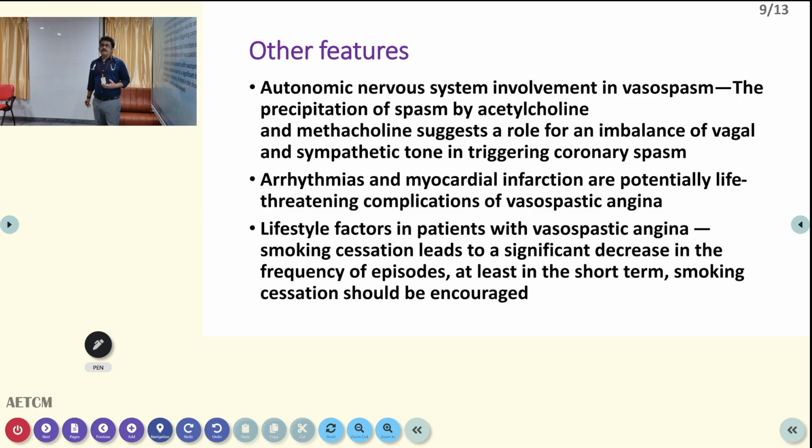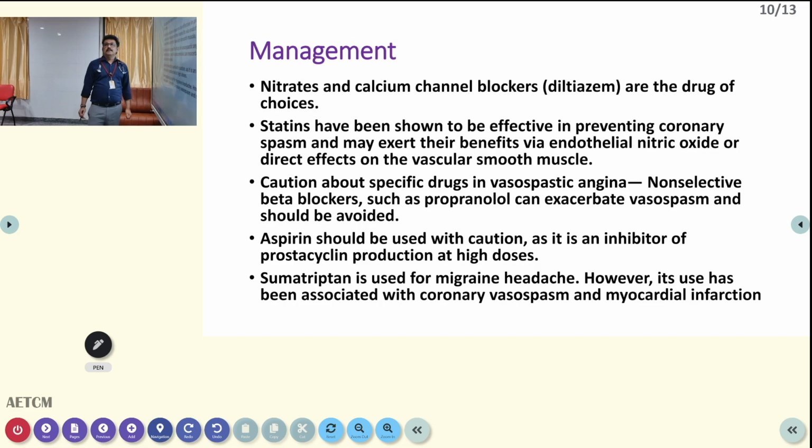Now, some arrhythmias can be potentially fatal to the patient. That also can happen. Smoking should be stopped in all these patients because smoking is one of the important triggers in vasospastic angina. So we have to counsel the patient to stop smoking.